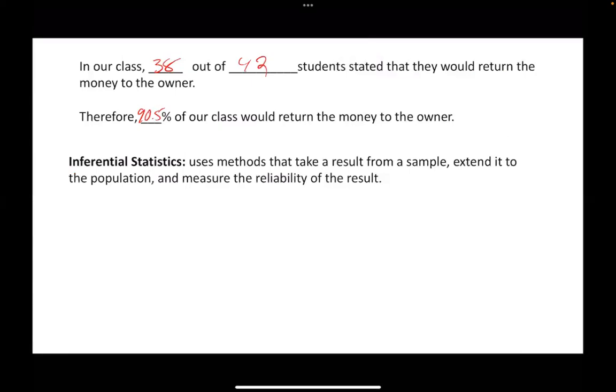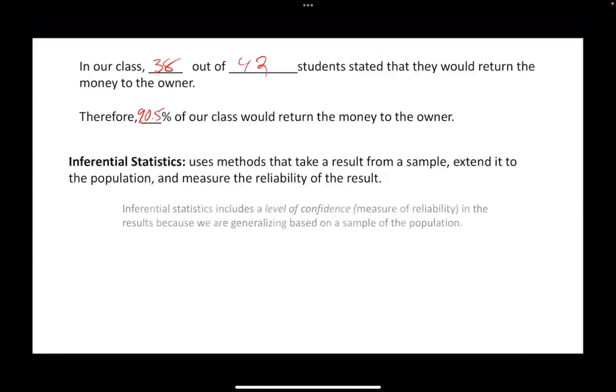So if I said that based on this, I can conclude that about 90% of RCC students would return the money to the owner, that would be inferential statistics. I'm making a prediction based on something I drew from a sample. Usually when we do inferential statistics, we'll have a level of confidence. This is something that we're probably not going to be learning until like week 7 or 8, but we'll have a level of confidence.